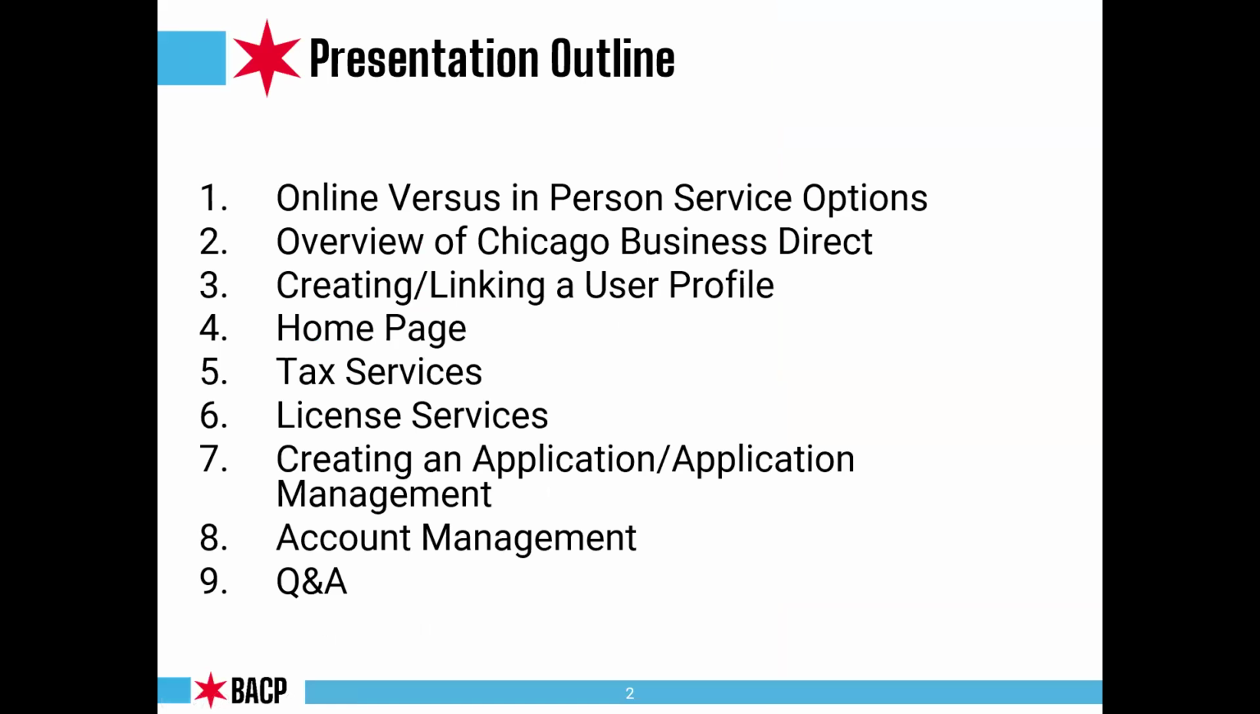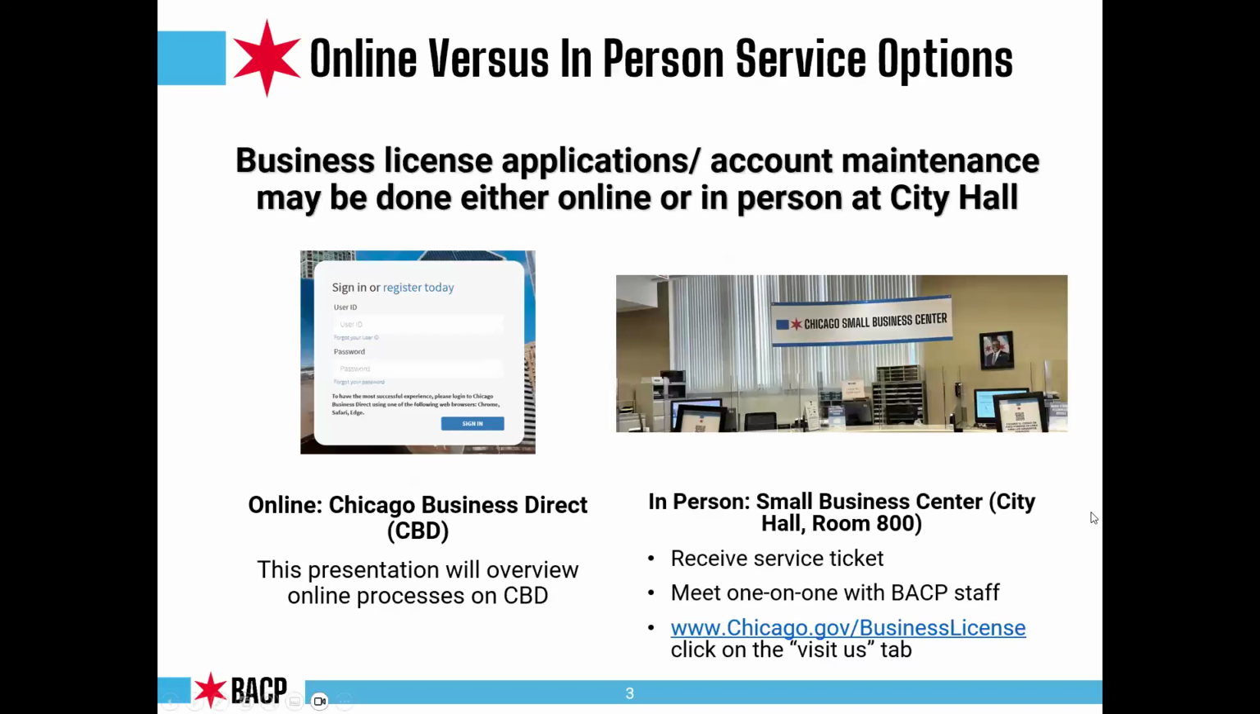We will start with online versus in-person service options, an overview of Chicago Business Direct, creating and linking your user profile that you'll create to access Chicago Business Direct, the homepage and what services are available, tax services, license services, creating an application and also managing those applications, and then managing your account. So we're going to start with online versus in-person service options.